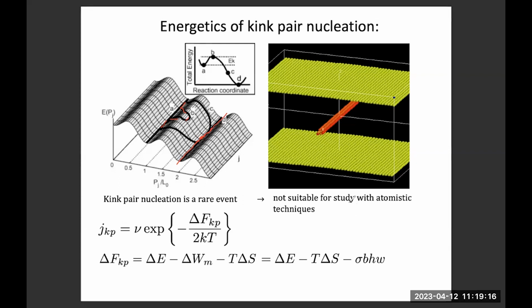And we generally observe this nucleation via experiments, but it's not suitable for study with molecular dynamic simulations or other atomistic techniques. All right, so we have a formula. This is the speed, and this is the energy barrier that it needs to overcome. So the energy barrier it needs to overcome is this energy. And just the velocity. Basically, it is just delta E minus temperature times the entropy.